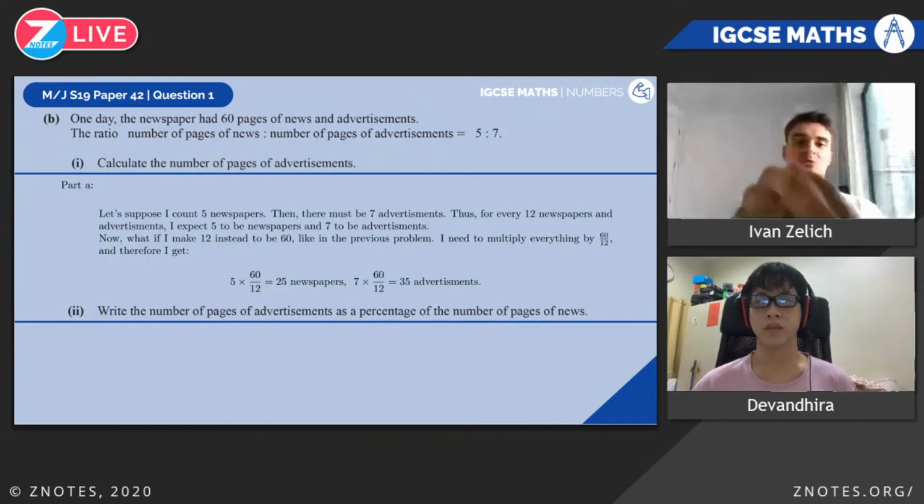So now we know we have 60 pages. So we're going to make 12 to be 60. To do that, we multiply by 60 on 12. And in this case, that's just 5.